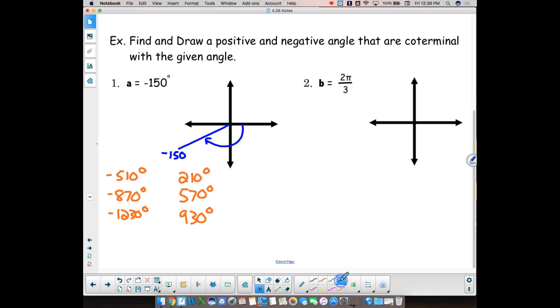2 pi over 3, I have that up here. Other positive angles to go along with that, I would have 8 pi over 3, 14 pi over 3, 20 pi over 3. Negatively, I would have negative 6 pi over 3.